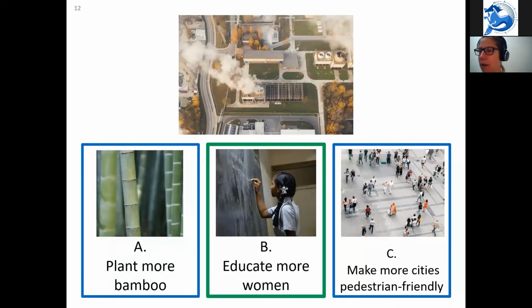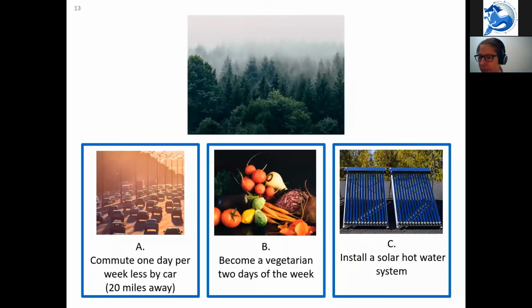Okay, so reducing our greenhouse gas emissions can be part of every facet of our lives. And if you would like to reduce your carbon footprint as much as possible on an annual basis, which of these measures should you choose? So it's relative to each other. Would you commute 1 day per week less by car, assuming your work is 20 miles away? Become vegetarian 2 days of the week, or install a solar hot water system on your roof or in your garden? So commute 1 day per week less, become a vegetarian for 2 days, or install a solar hot water system.